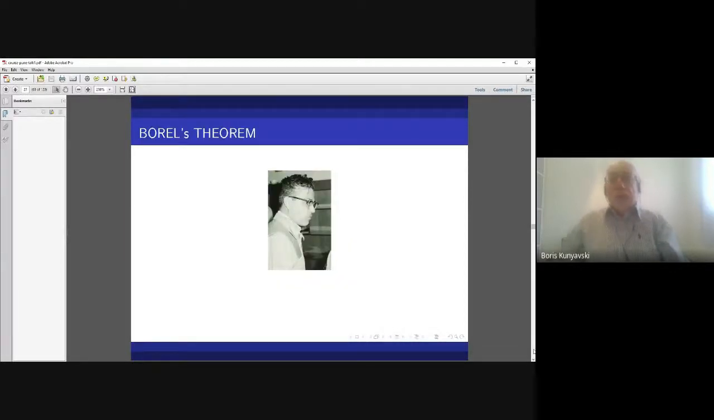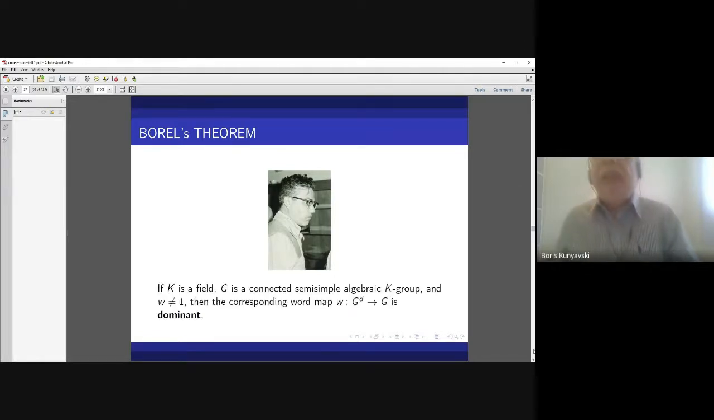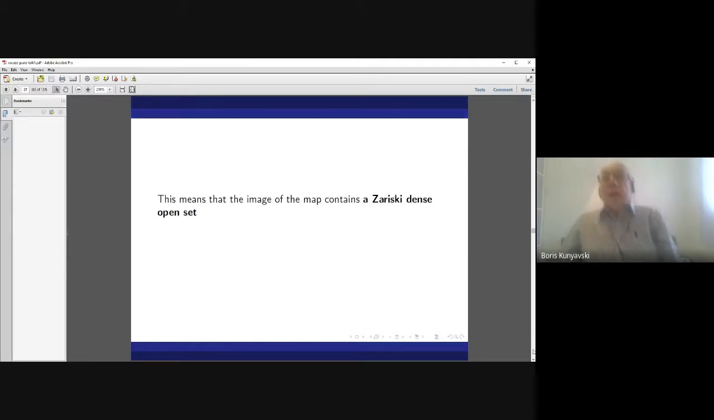I'm now going over to the culmination of today's consideration. Maybe the most important theorem in the area is a theorem by Armand Borel, and here is the statement. If you have some field K, and some connected semi-simple algebraic group over K, and you have some non-trivial word, which is not the identity, then the corresponding word map is dominant. I'll explain in a minute what it means. This means that the image of the map contains a Zariski dense open set.